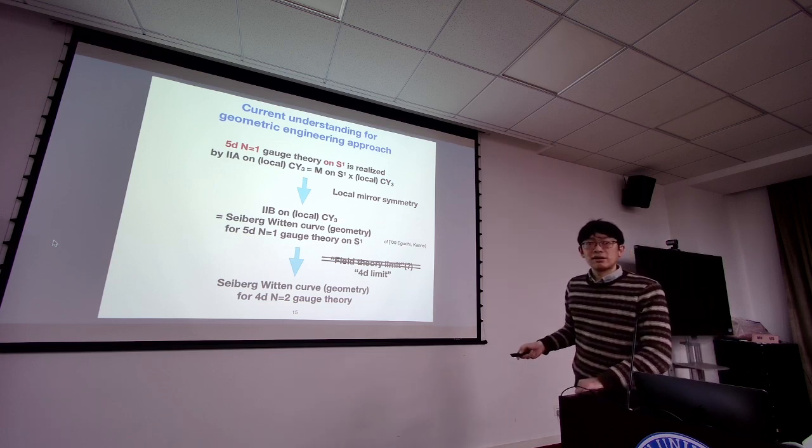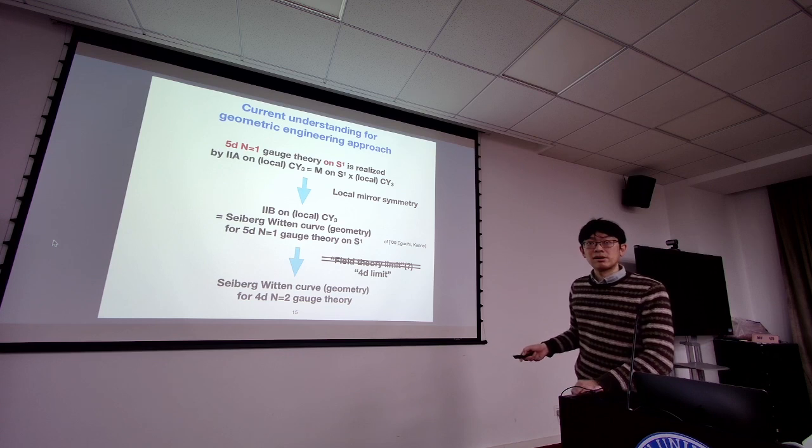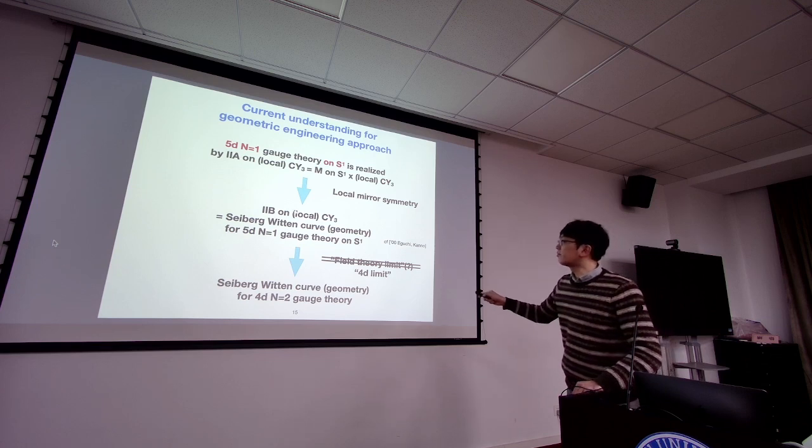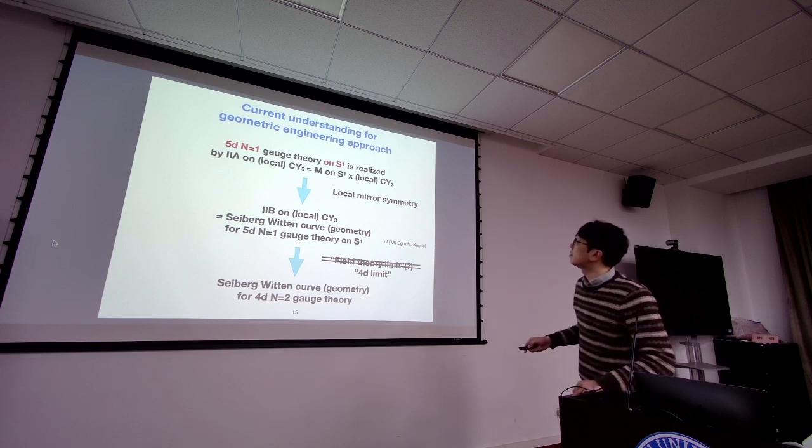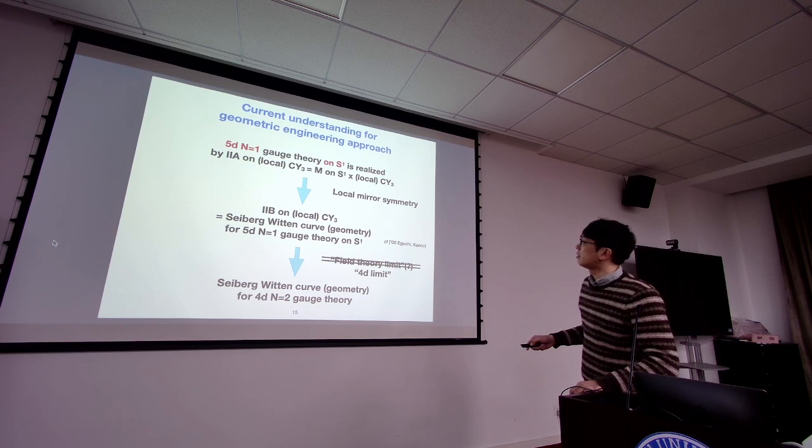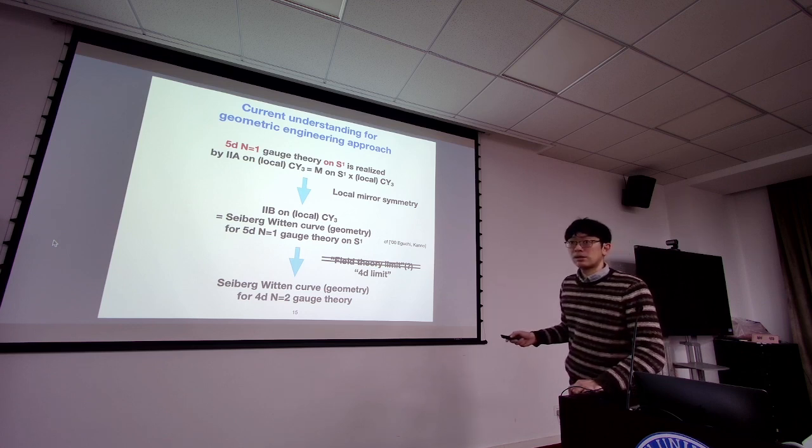I think in the second limit you somehow shrink this S1. You really decompactify. And then you get the Seiberg-Witten curve, which is not exactly equal to the mirror curve, right? Yes, it's true. That's okay, it's a 4D. If that's what you mean by 4D limit, then I guess it's fine.